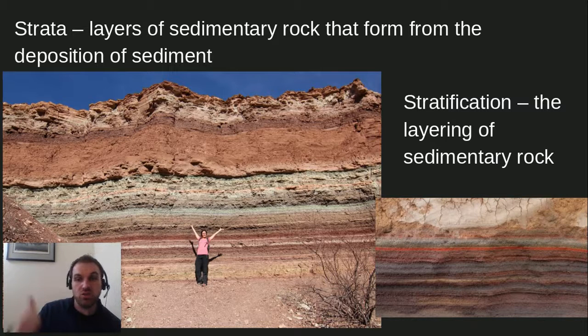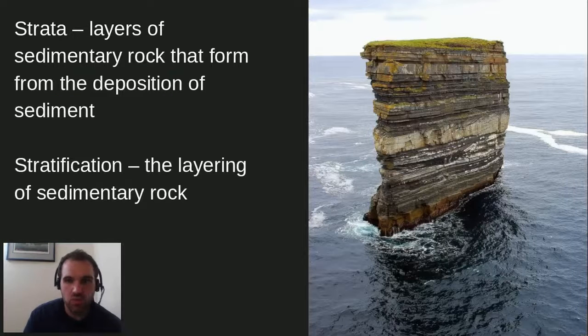Someone comes up with the term stratosphere, like the layers of the atmosphere. Stratovolcanoes are made out of layers. Stratus clouds form in layers. So that root word strata always has to do with it.